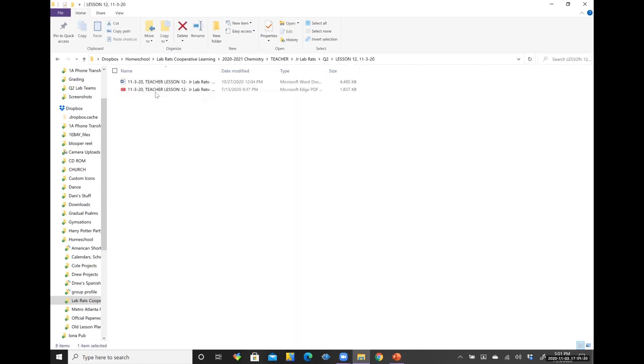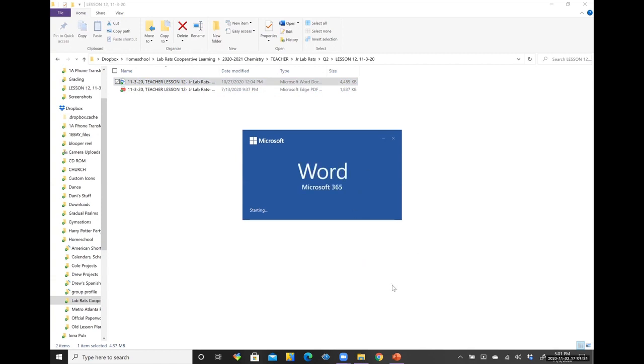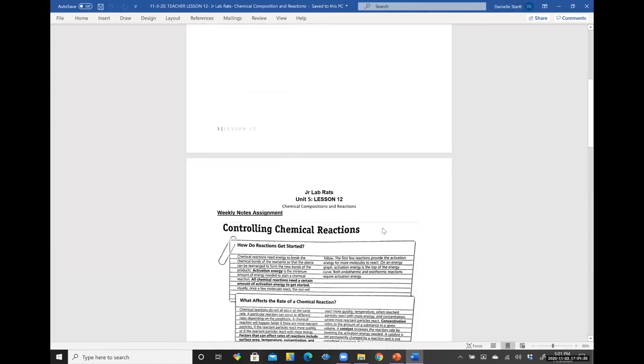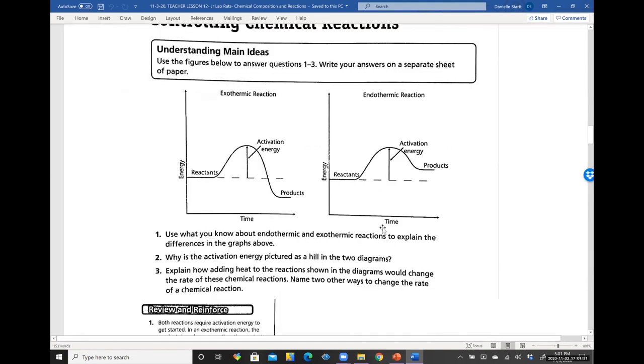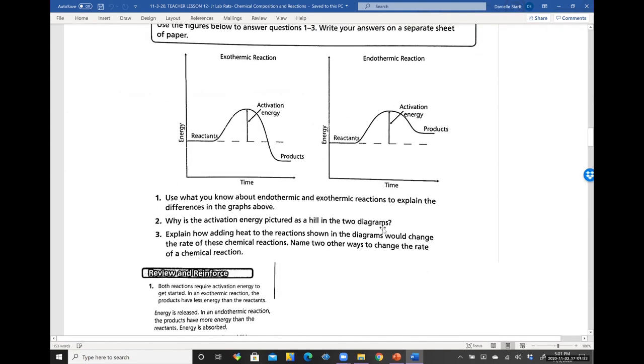Okay, here we go. For your homework, you guys had two graphs. One was an endothermic reaction, one was an exothermic reaction. So here's how these function. When asked the question, use what you know about endothermic and exothermic reactions to explain the differences in the graphs above, what you're going to notice is that both of these reactions are going to require activation energy to get started. Your activation energy is added right about here, and it starts to increase until it gets to this tipping point. Same thing here.